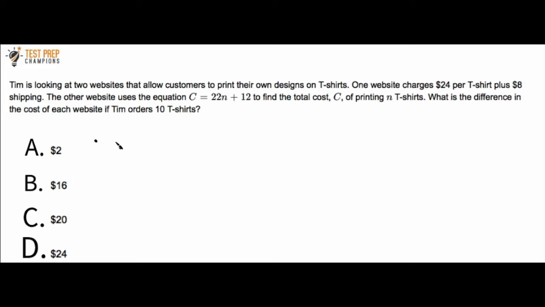Okay, so basically here we have two different websites, right? Let me write website 1 to represent the first website. I'm going to call it W1, and I'm going to write W2 to represent the second website. So we've got W1 and W2. And we just have to figure out the cost of ordering from each website, and it says, what is the difference? So we're just going to subtract them.